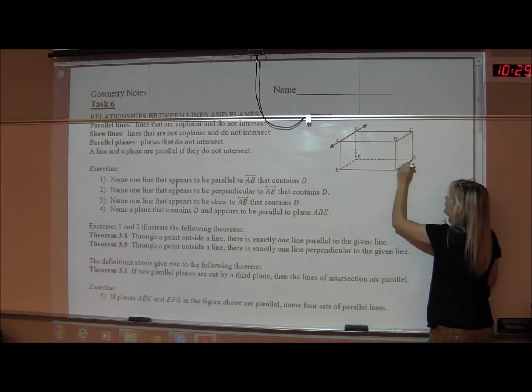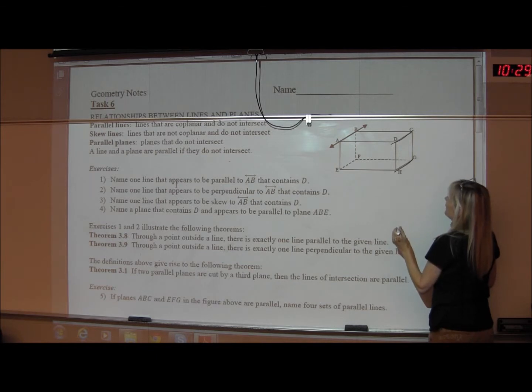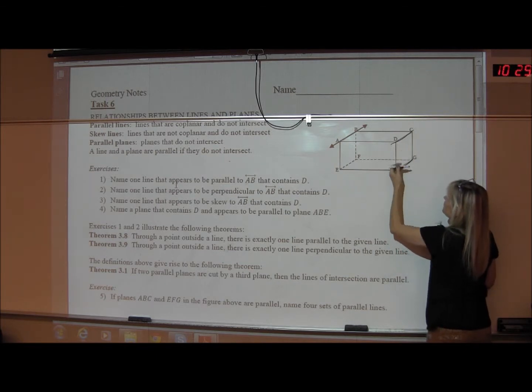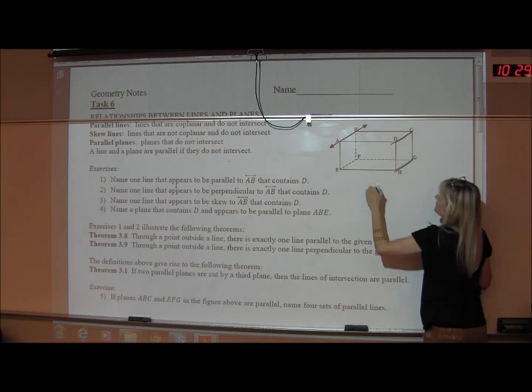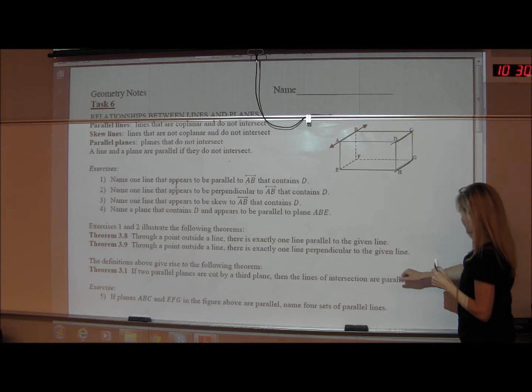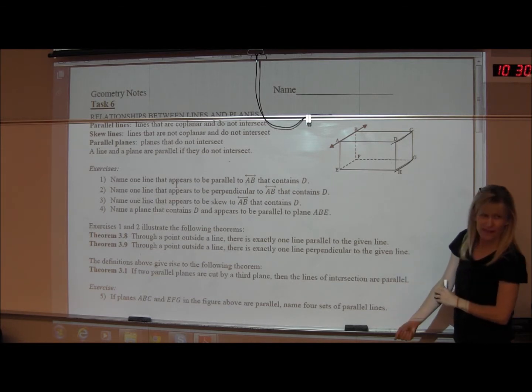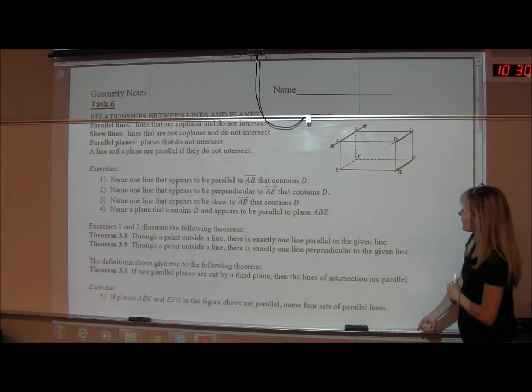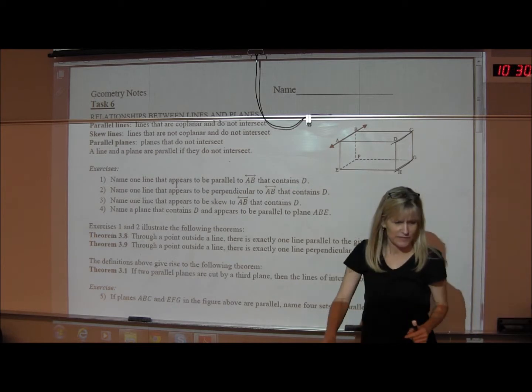So that would make HG and DC parallel, because those are the lines of intersection with this vertical plane and these parallel planes. Does that make sense? You follow that? Okay. So, let me scroll up.